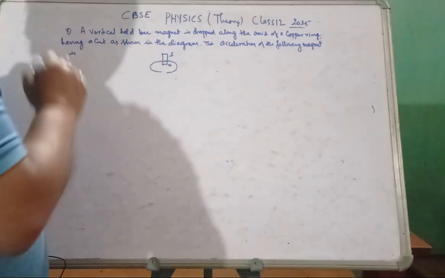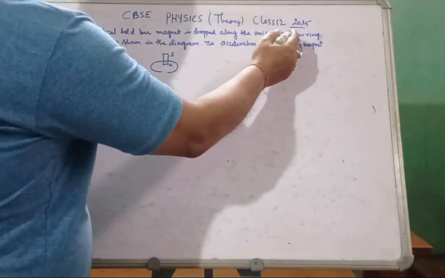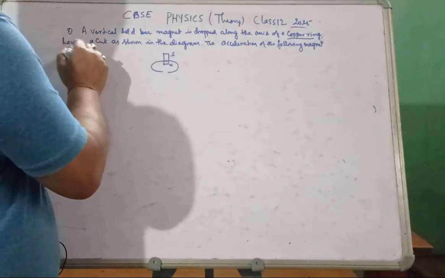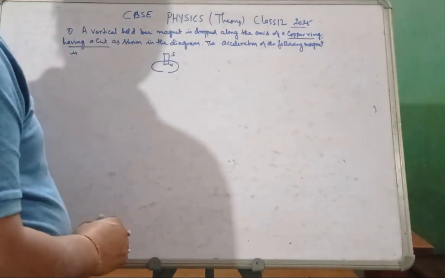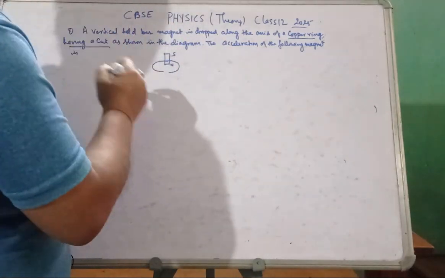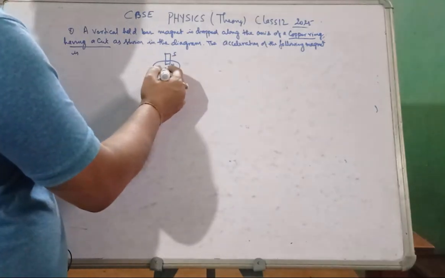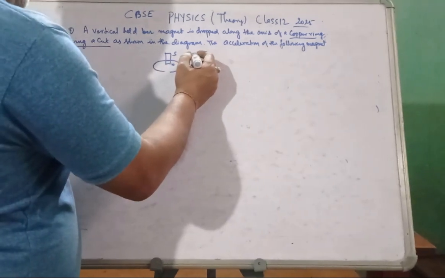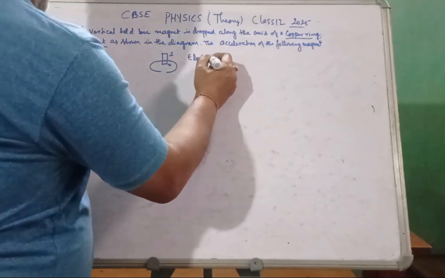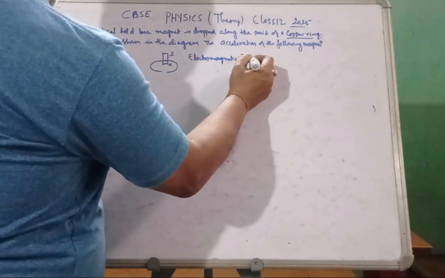My next question is: a vertically held bar magnet is dropped along the axis of a copper ring having a cut. The acceleration of the falling magnet is? Now here you see that it is electromagnetic induction.